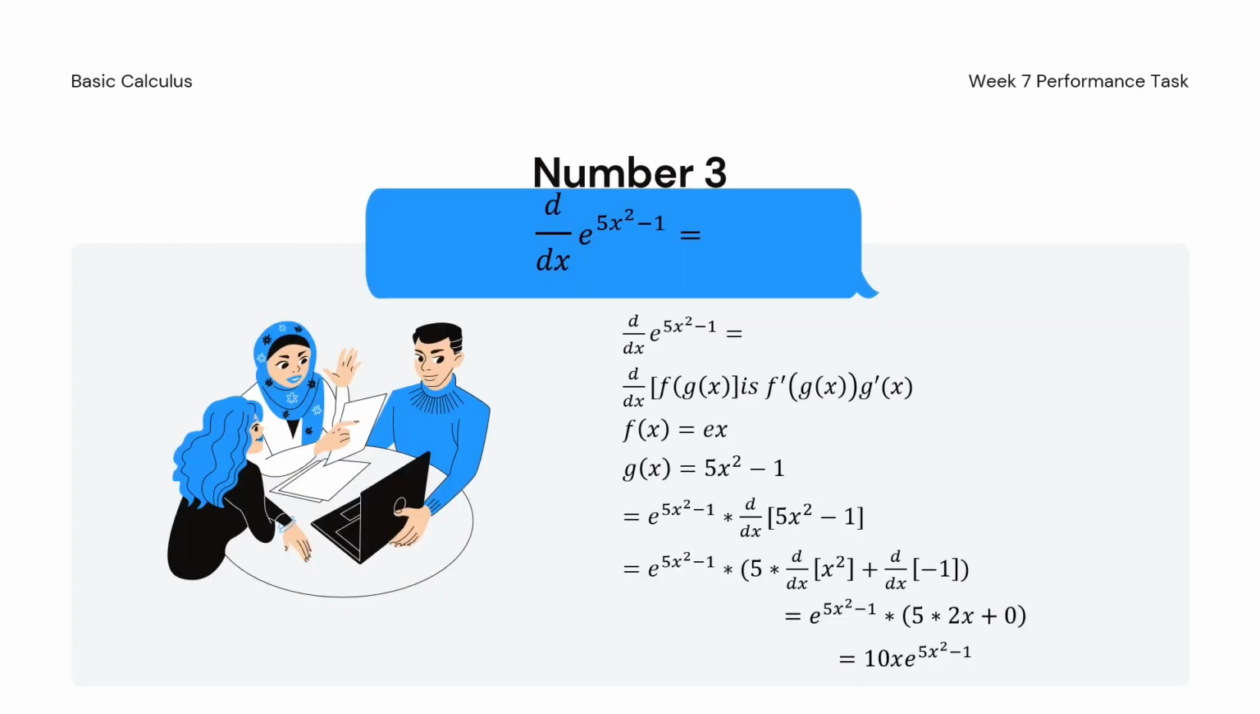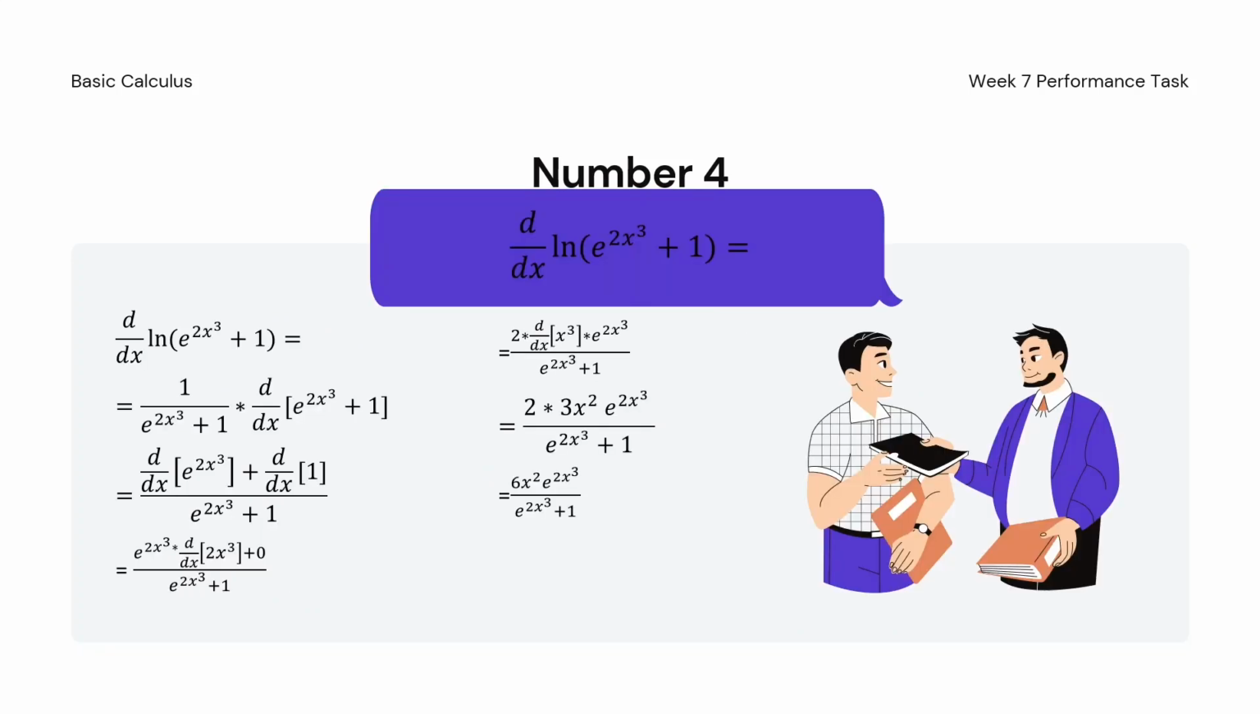So number 3 given, we have Euler raised to the power of 5x squared minus 1. Here in our first step, we need to pull out our constant factors and find its derivative. And then simplify, and we are getting 10x e raised to the 5x squared minus 1 power.